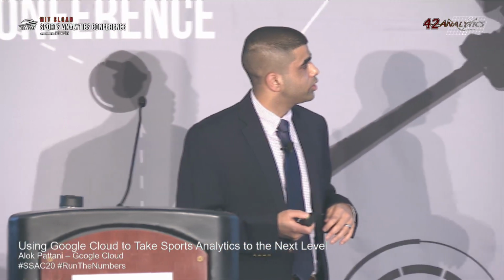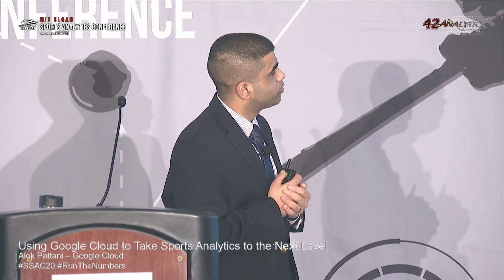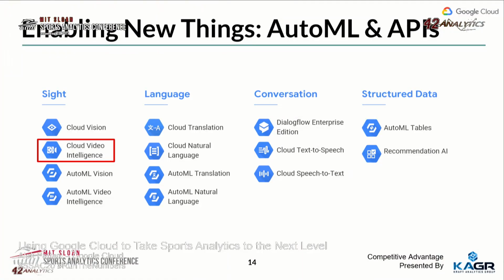So let's move on to the last section here: enabling new things. We have a bunch of different tools at Google Cloud, AutoML and APIs, where AutoML is automated machine learning, basically. Google has a bunch of really smart people working on machine learning tools, and then eventually they move into Google Cloud as customer-facing products.